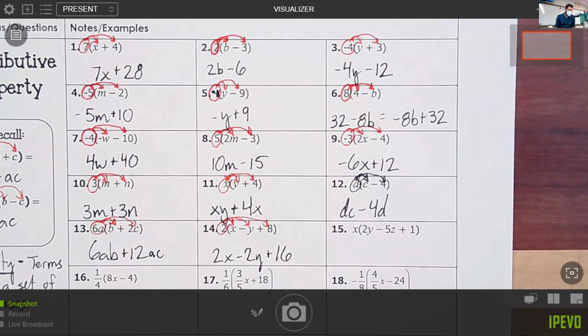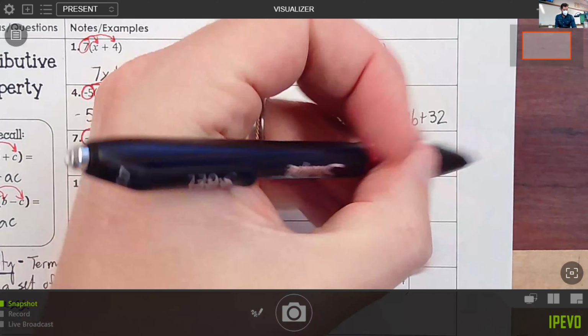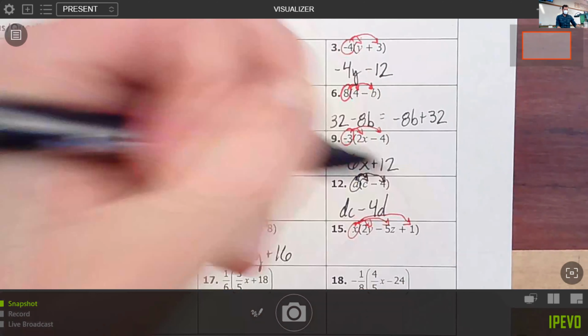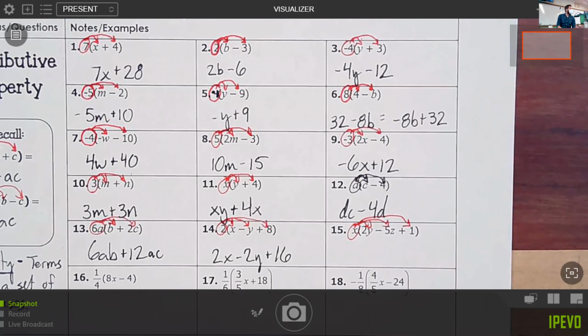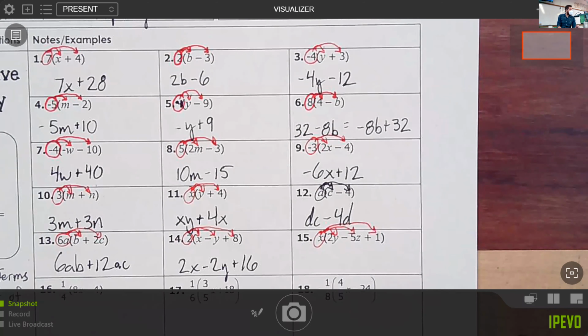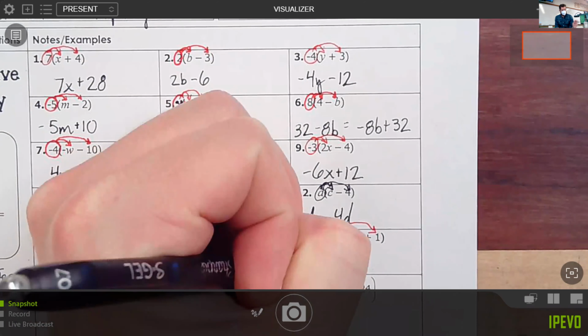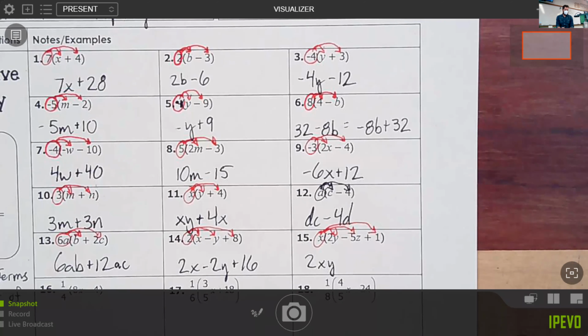All right, last one. Number 15, or last one that we're doing like this anyway. Ryder, what do you have for number 15? Don't have it yet? All right, let's get this one worked on. Let's see. x times 2y. How would you write that? 2yx or 2xy, either way. I'm going to write 2xy just to keep things alphabetical. But again, it doesn't matter. You could have 2yx and that's totally fine.